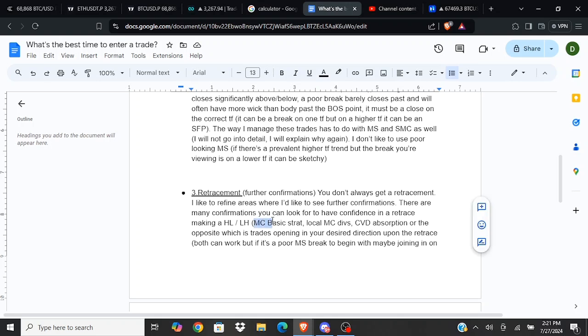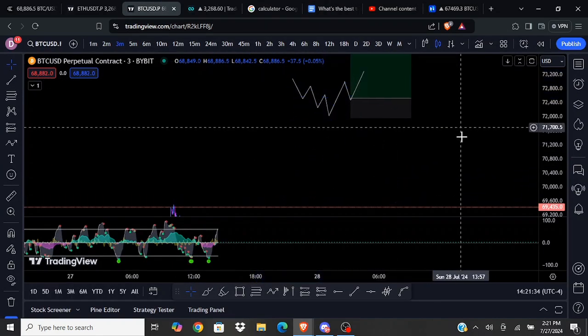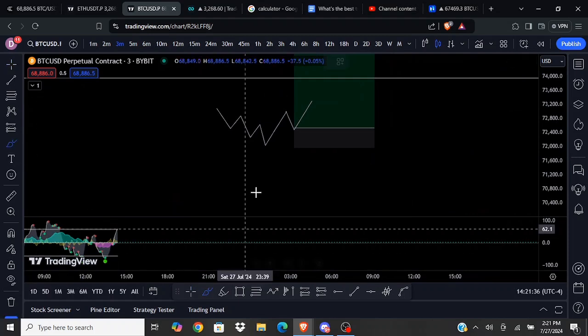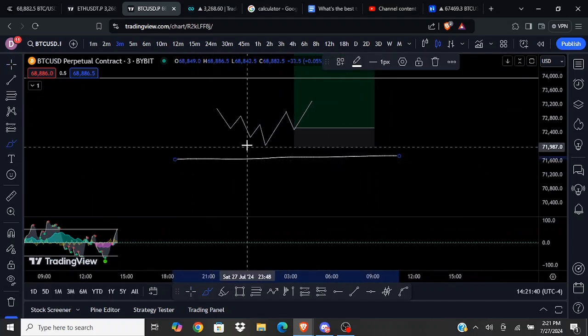And to list a few, you can look at Market Cipher Basic Strategy. Basically, just looking at Market Cipher showing signs of continuation. So let me take this and move this to the upside a little bit so I have more room. And let me doodle out a little Market Cipher drawing below here. Pretend everything below this line is Market Cipher.